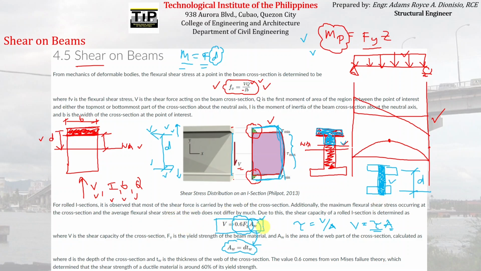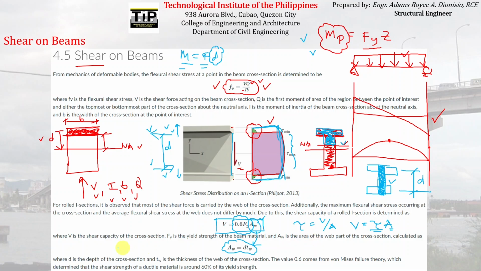Okay. So as you can see here, we did not maximize the yield strength of the steel beam. We just used 60% of the yield strength. Okay, so we gave an allowance or some uncertainty on the allowable shear stress that can be experienced by the cross section.